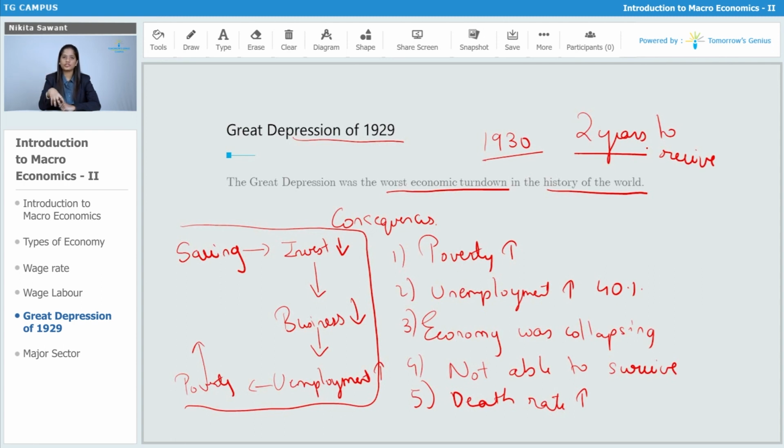If you want to study macro, all those economists and authors who have a keen interest in macro always refer to the Great Depression. While studying the Great Depression, we get to know what an economy should avoid, what the government should implement, and what strategies the government should take in order to avoid a situation like this again. So this was about the Great Depression of 1929, which ended in 1930.